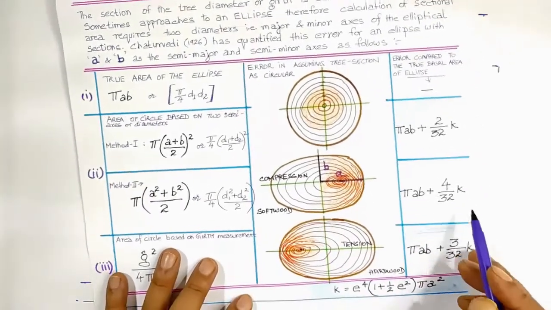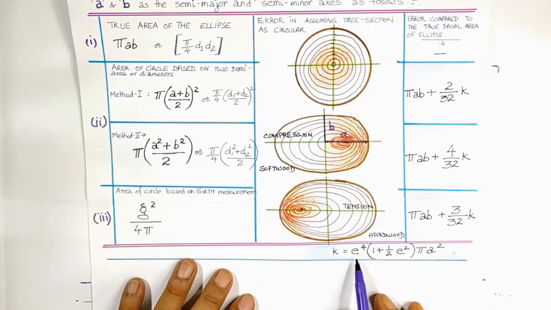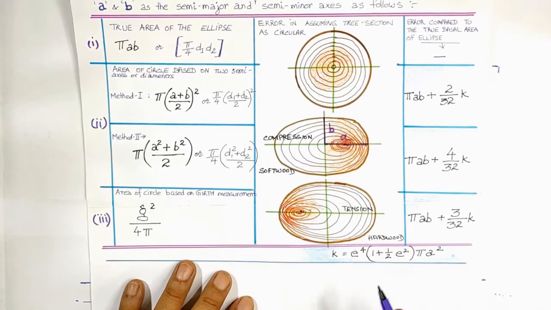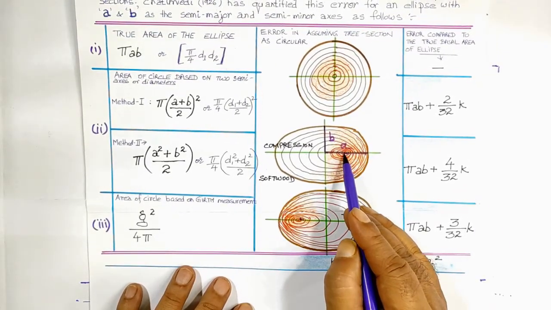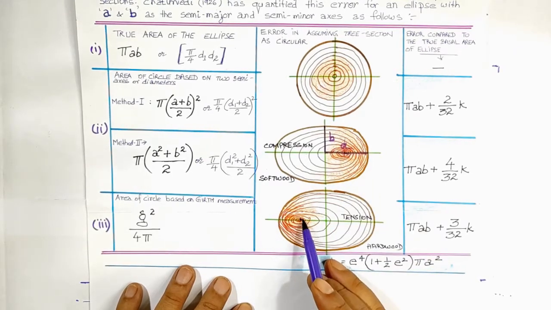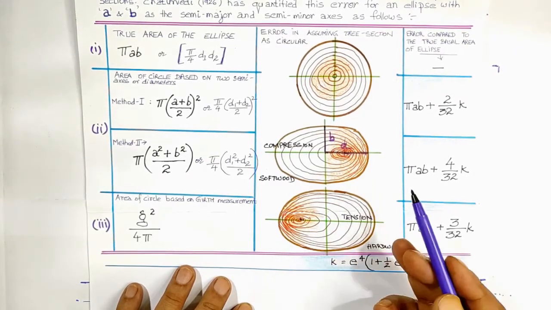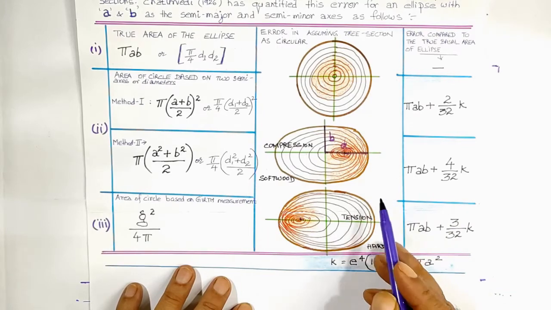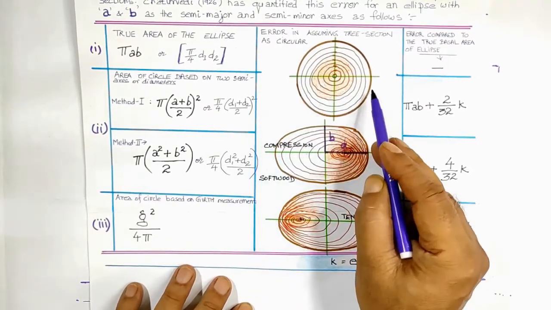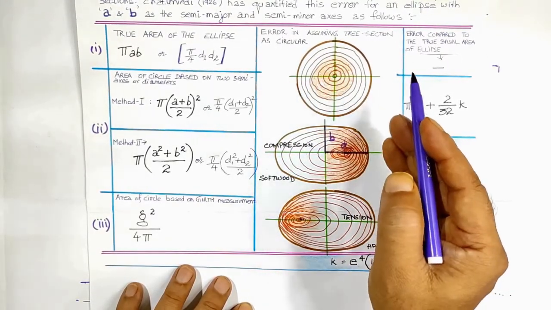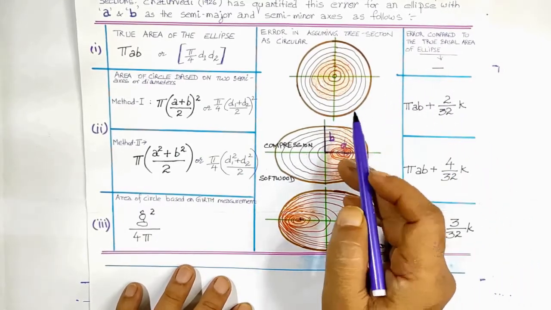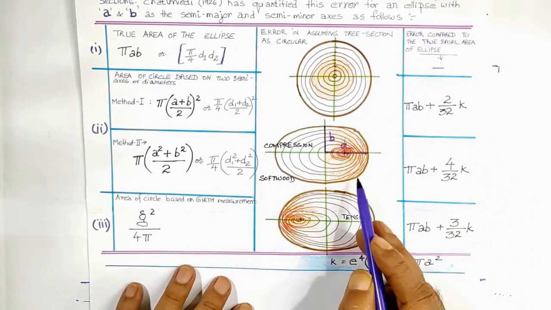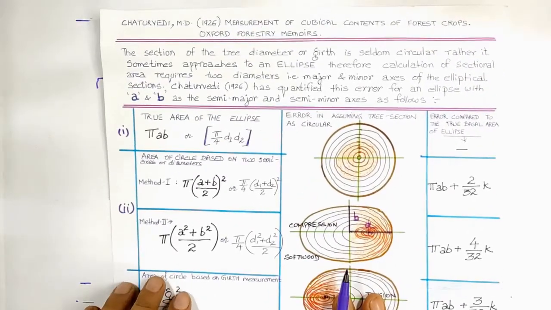Chaturvedi has calculated the constant on the basis of the eccentricity. I'll explain what eccentricity is. You can see the eccentricity is somewhere coming here and somewhere coming here. If the eccentricity value is 1, then it is circular, but when it decreases from 1, it may be 0.93, 0.95, then it is a bit of an ellipse. So we can see how much of an ellipse it is.